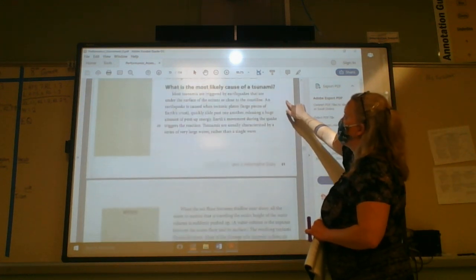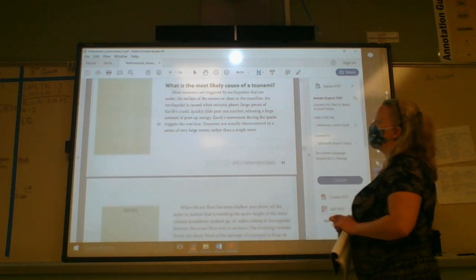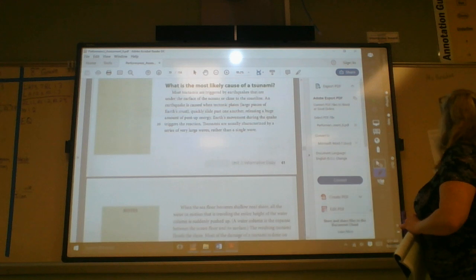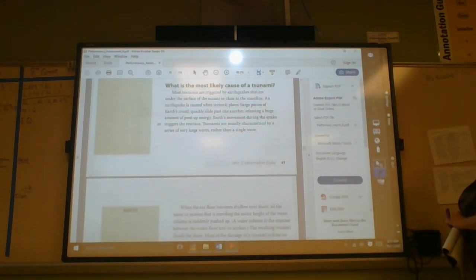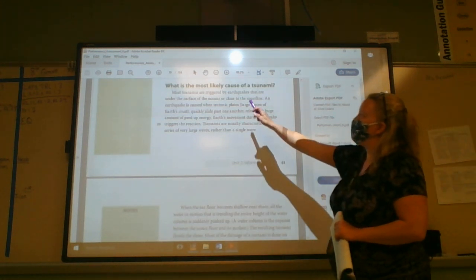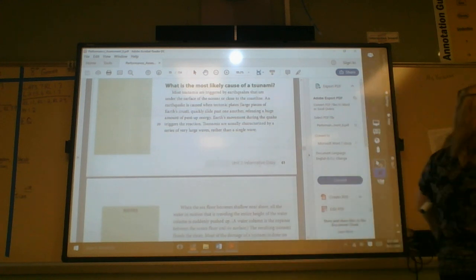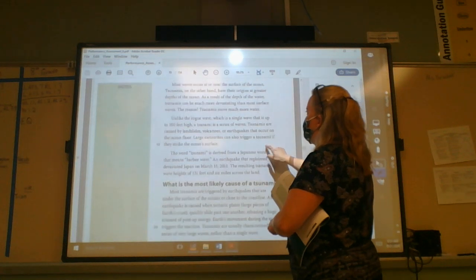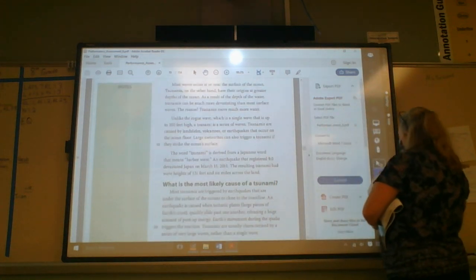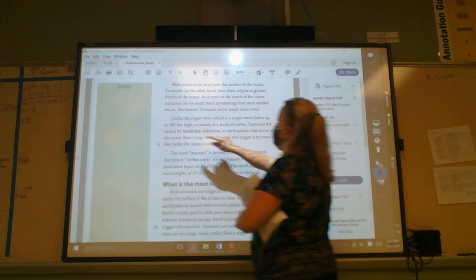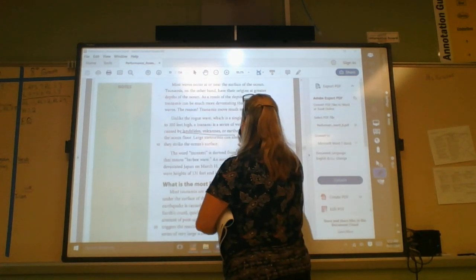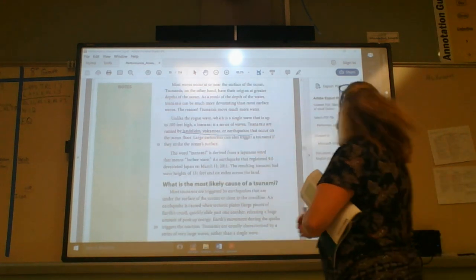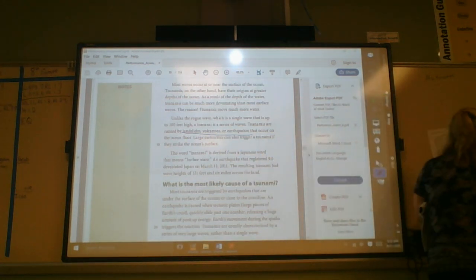What is most likely the cause of a tsunami? I see another fact right here. Most tsunamis are triggered by earthquakes. So I'm going to add that in. And I think I forgot to add a couple things to my organizer. Earlier I underlined this, but I didn't write it down. So tsunamis are caused by landslides, volcanoes, or earthquakes. I'm going to write that under cause.